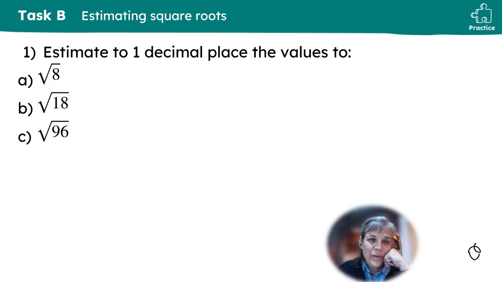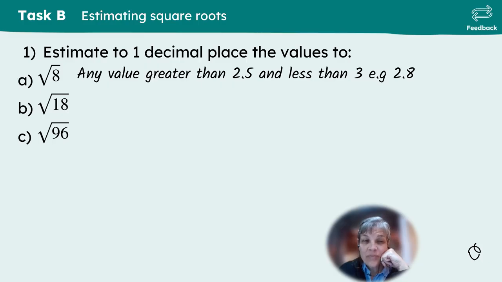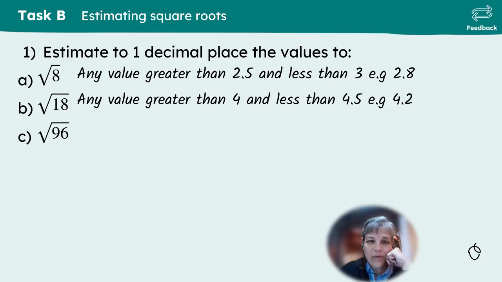Okay, so for A, if you have the root of 8, what is that closest to? That's close to the root of 9, which is 3. So any value greater than 2.5, less than 3, so maybe something like 2.8, 2.9, something like that. What about the square root of 18? What's it close to? It's close to the square root of 16, right? So something greater than 4, but probably less than 4.5, because 18 is much closer to 16 than it is to 25.